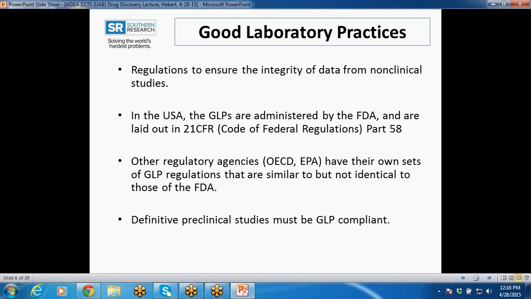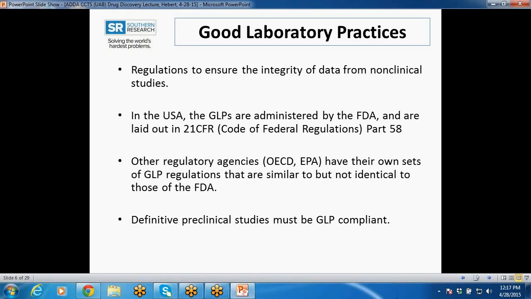Other regulatory agencies in other areas of the world, like in Europe, have similar regulations, and in addition, other agencies within the United States, for example the EPA, have their own sets of GLP regulations, in the case of the EPA for approval of things like pesticides and herbicides. They are similar, but the requirements across the world and across agencies are not identical. So it's important when you're getting into GLP work that you understand the requirements of the agencies that apply to whatever it is that you're testing.